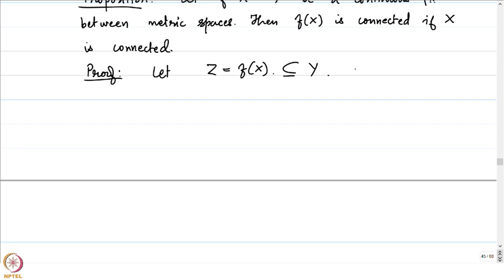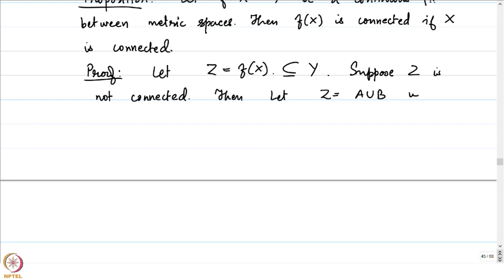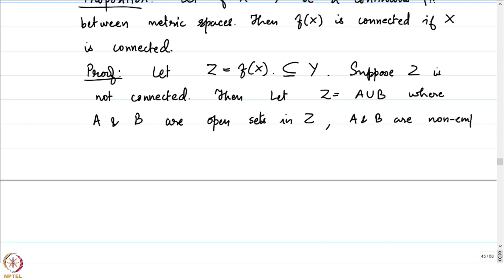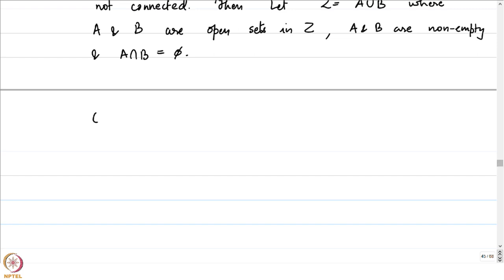Okay, let's prove it by contradiction. Suppose Z is not connected. That means there is a separation of Z. Then let Z be equal to A union B, where A and B are open sets in Z, A and B are non-empty, and A intersected with B is empty. So this is the definition of a separation. Okay, I'll just make a claim here that f inverse of A and f inverse of B are open in capital X, and not elaborate on it.